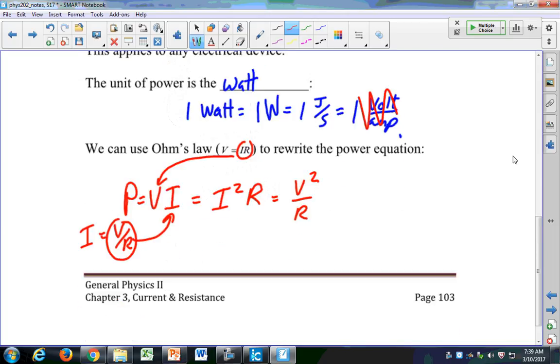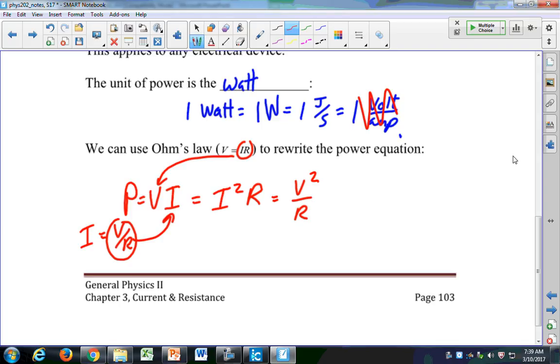The reason that's important, and you might not see it now, but you'll see it later, and I'll refer back to it. The reason that's important is that sometimes if I'm looking at a circuit, I'll have one thing that's held constant, and then I change something else, and then I want to know how something else changes. So for example here, let's say that my resistance is held constant.